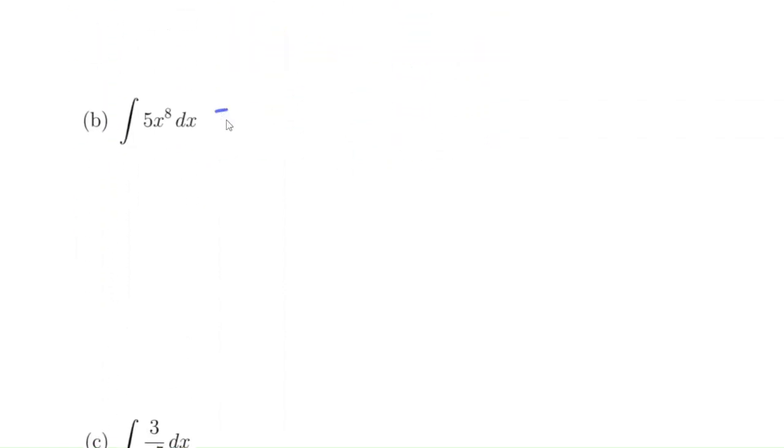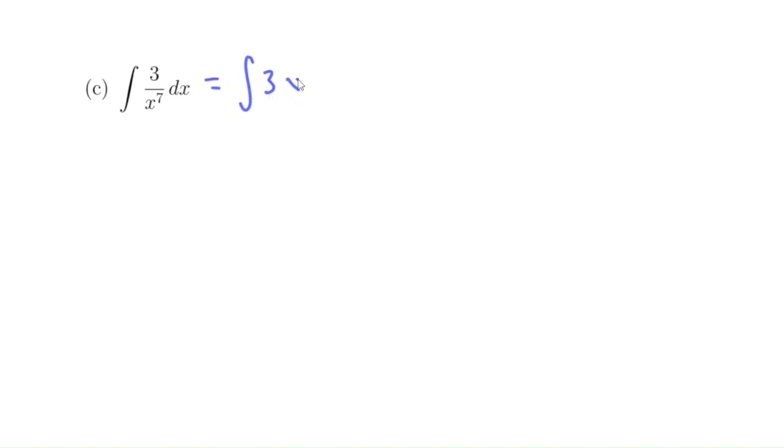What about this? Well, what's the integral of 5x to the 8th? Well, it's going to be 5x to the 9th over 9 plus c, or 5/9 x to the 9th plus c. How about something like this? Well, we can rewrite this as 3x to the negative 7th dx. So 3 over x to the 7th is like 3x to the negative 7th. And then the integral is going to be 3x to the negative 6 over negative 6 plus c.